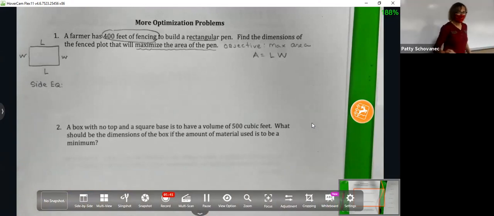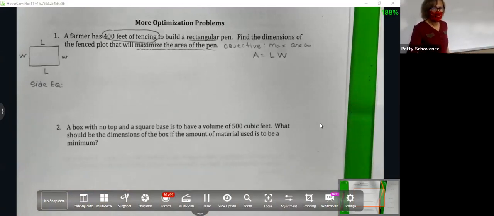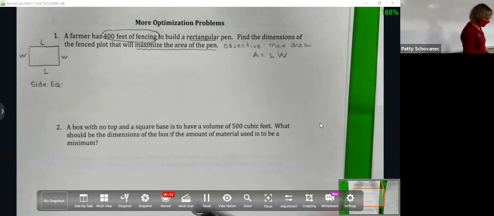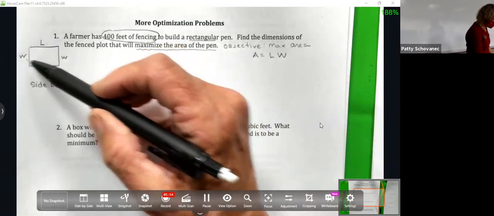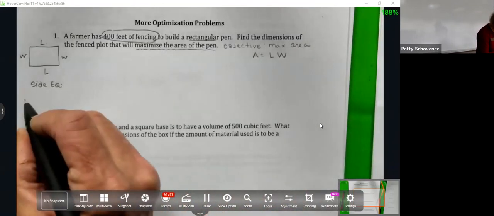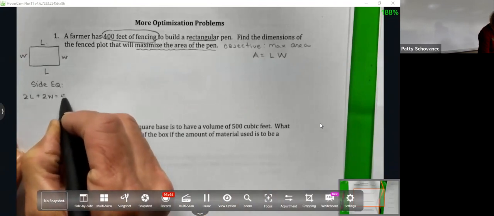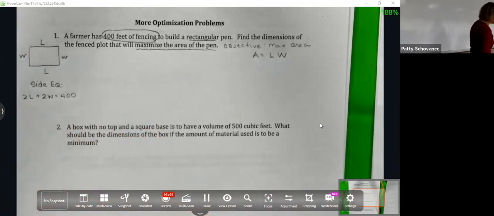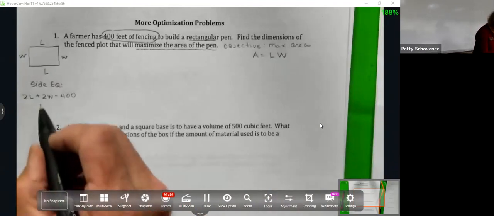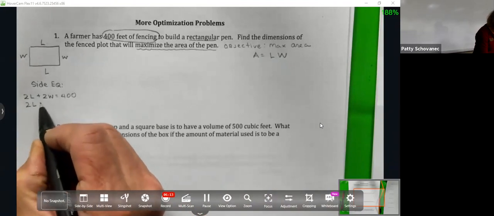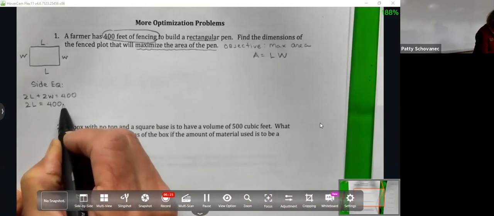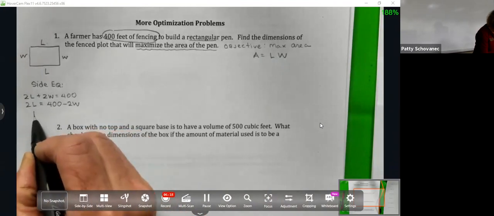In this picture, we have fence going all the way around. So the amount of fencing is 2 of the L's plus 2 of the W's. Now pick your favorite variable and solve for it. I'll solve for L. I get 2L is 400 minus 2W. And then divide by 2.